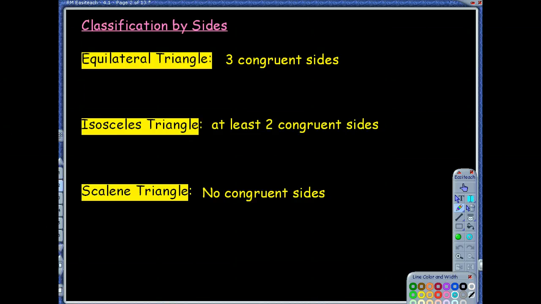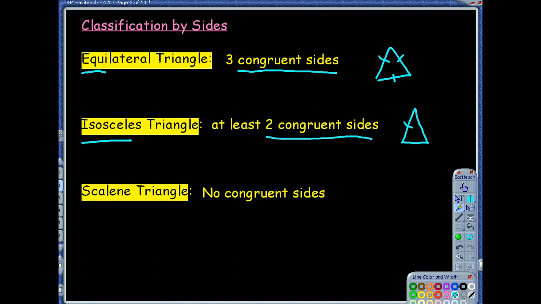Equilateral, when you hear that word, equi kind of means equal. So equal sides, congruent sides, is going to be our formal definition of that. Equilateral triangles will have three congruent sides. An isosceles triangle, I know you guys have seen that before, is when we'll have two congruent sides. So if I drew a picture, equilateral, we know all three sides are congruent. An isosceles will have two sides that are congruent, but a third one that is not.